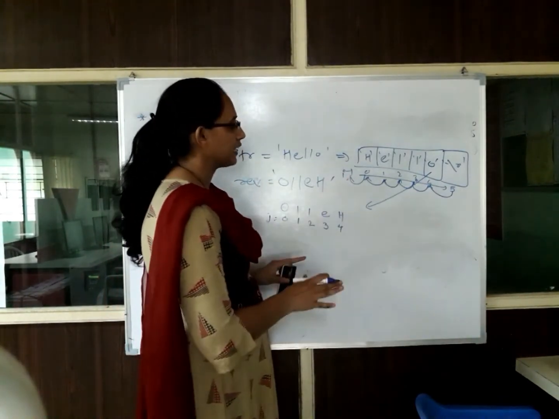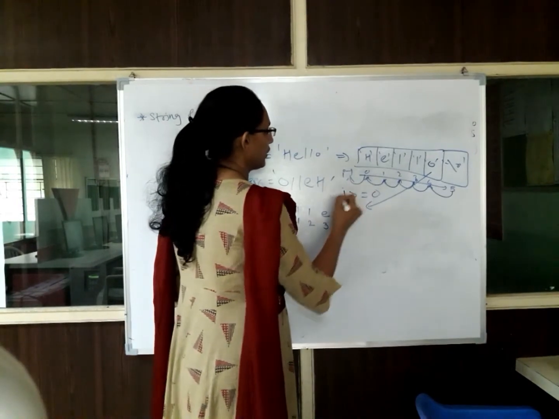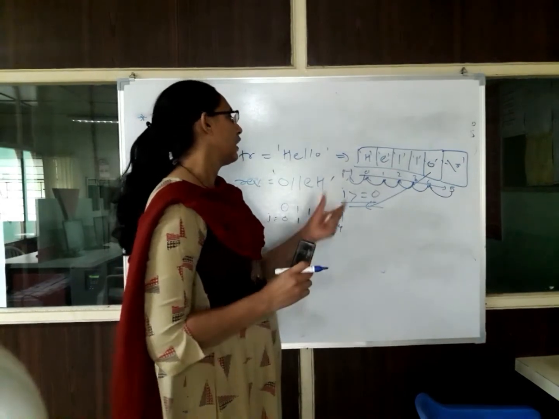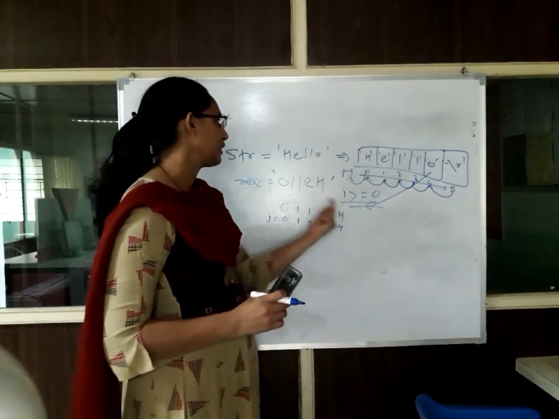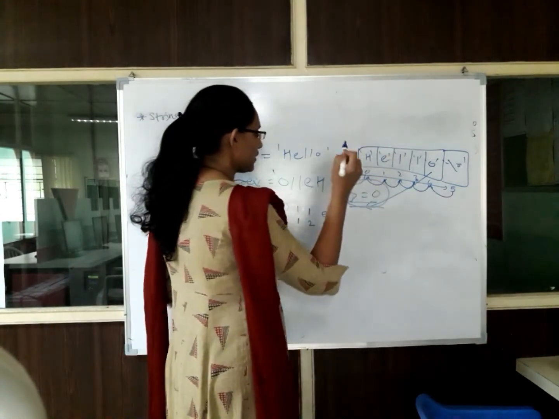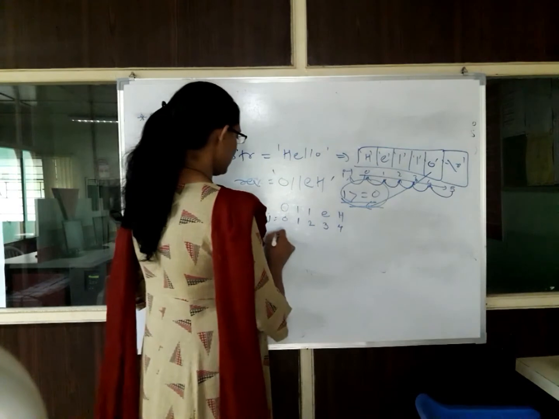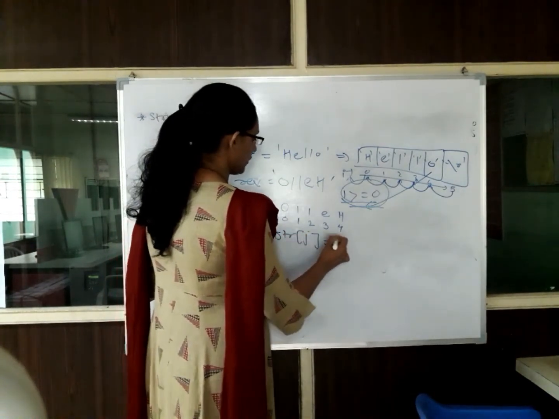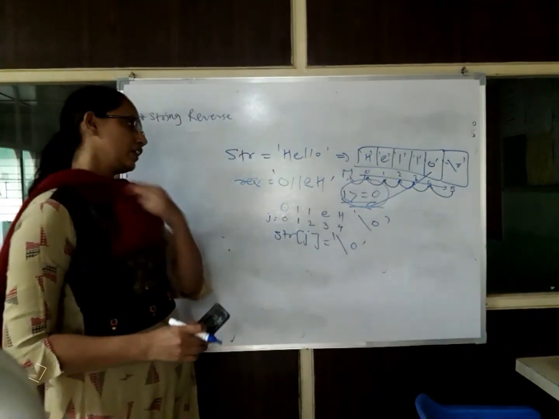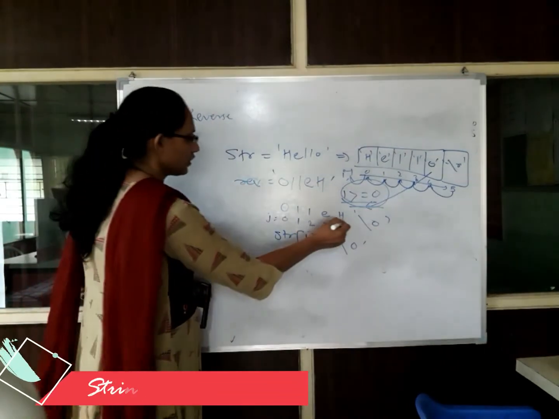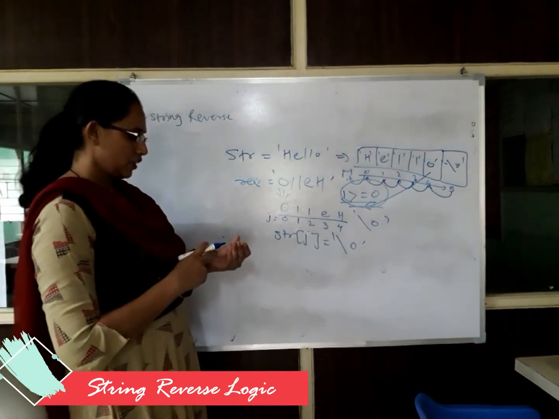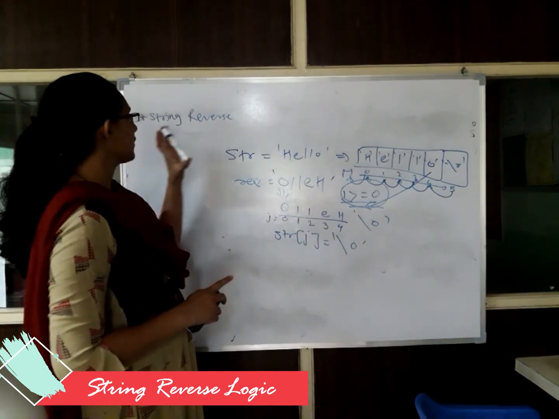What is the stopping criterion? When i is greater than or equal to 0. If this condition is true, then we are copying the contents into reverse. Once this condition is false, we have to stop. And then reverse of j is equal to null. At the end, we have to store the null character. So this is your output, which is equal to the expected output. So try to write the code for reversing the string.